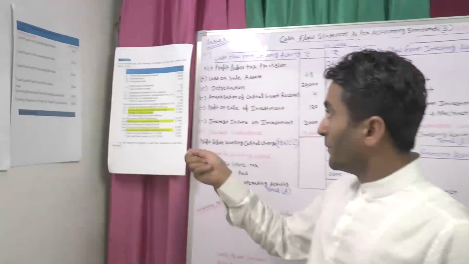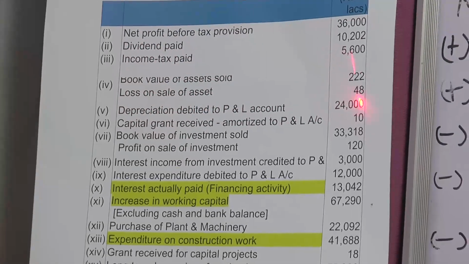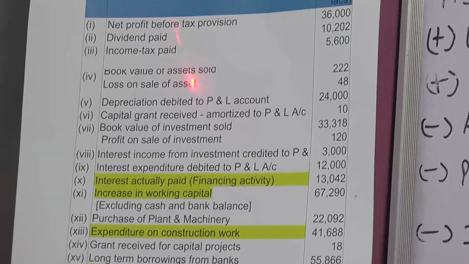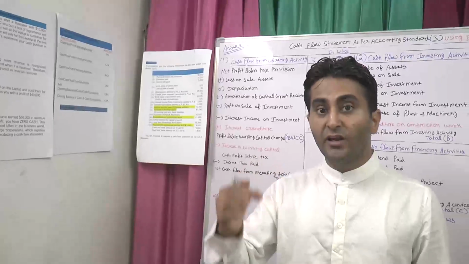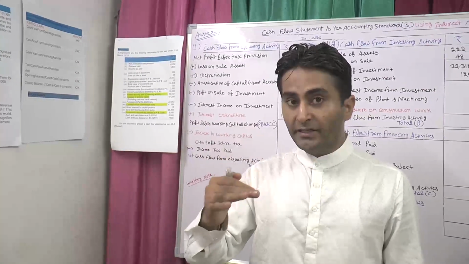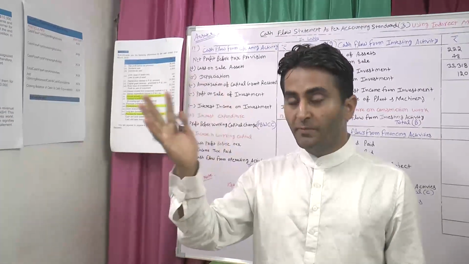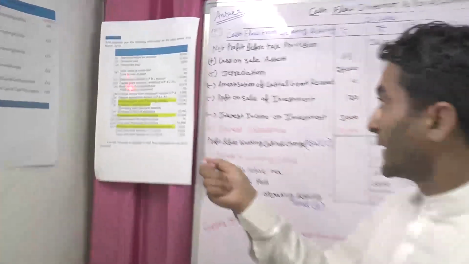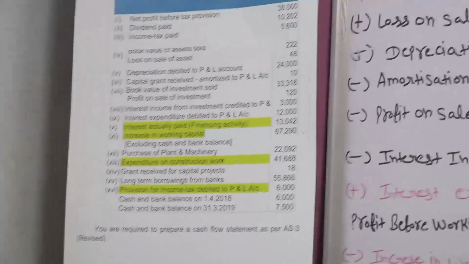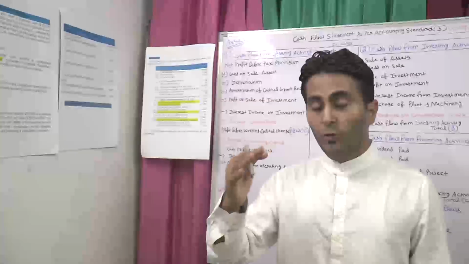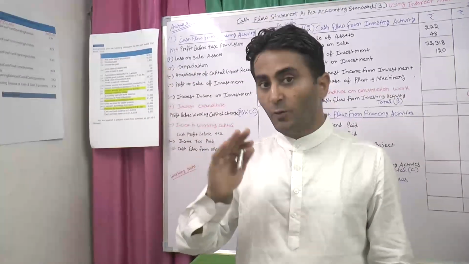Next is book value of assets sold 222. Loss on sale of assets 48. Both of these items will come under investing activities, but loss on sale of assets will also come under operating activity as it is a non-operating expense, so it will be added to profit before tax. Next is depreciation debited to profit and loss account 24,000. Depreciation is also an item of non-operating expenses, so it will be added to profit before tax and it will come under operating activities.